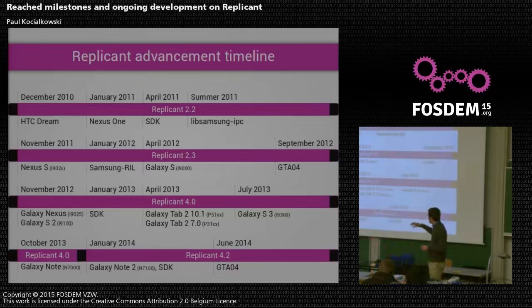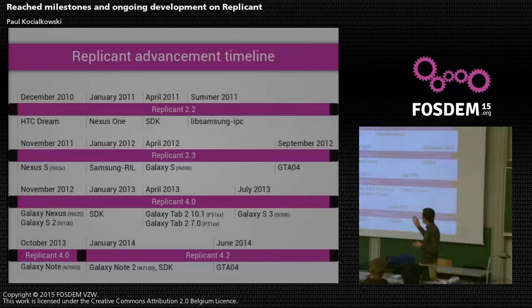Right, so that's a rough timeline of what happened. It all started in December 2010 with the HTC Dream. Then Google was kind enough to send us a Nexus 1 when it came out, so we added support for that as well. That was on Replicant 2.2. I joined in April 2011, worked on the SDK a bit. That's the software development kit.